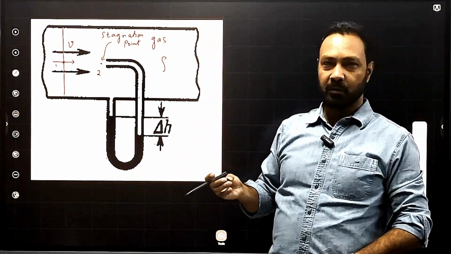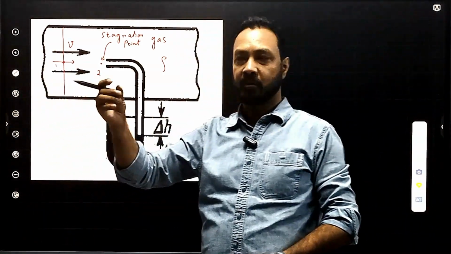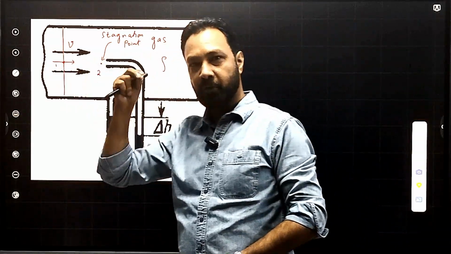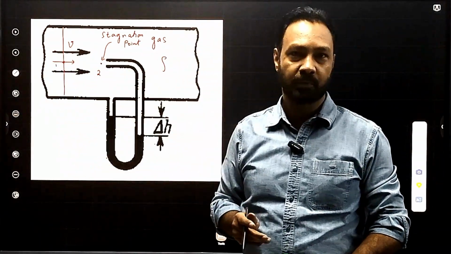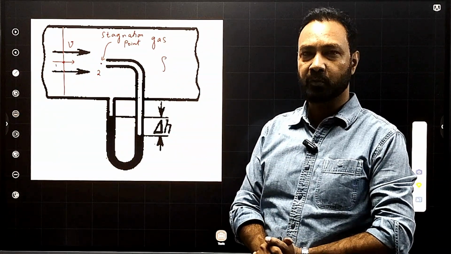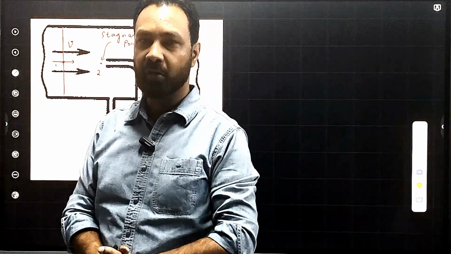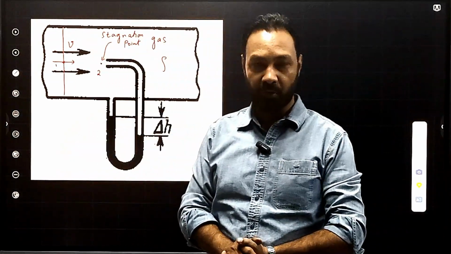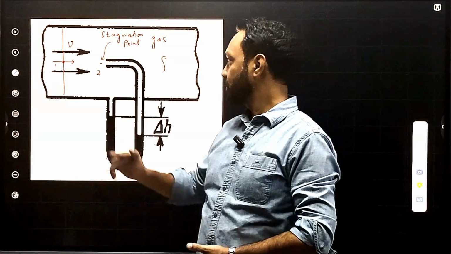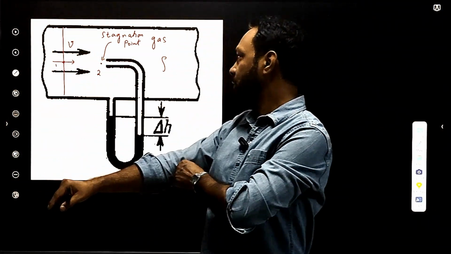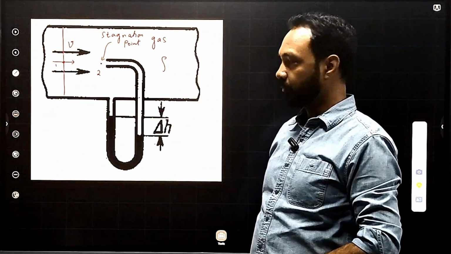So when fluid flows, a pitot tube is introduced along the fluid flow. At the mouth of the pitot tube, velocity is 0. So there is a huge loss of kinetic energy, and that results in a huge gain in pressure energy. So pressure at 2 would be much more than pressure at 1.